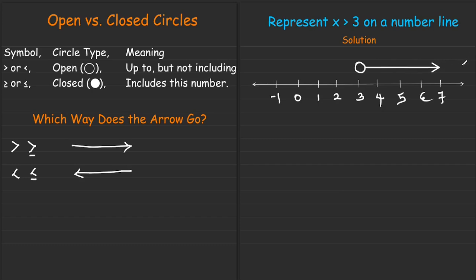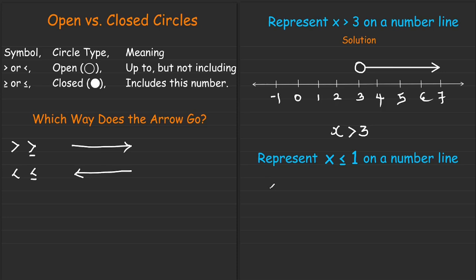And this will be my representation. So x is greater than 3. After which I'll just write it beneath it. x is greater than 3. That is all. Very, very simple. Let's take a few more examples.